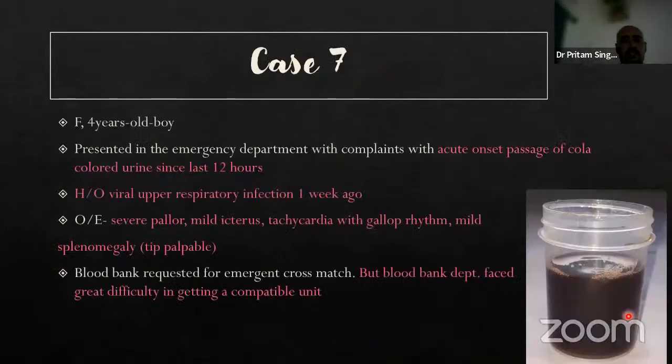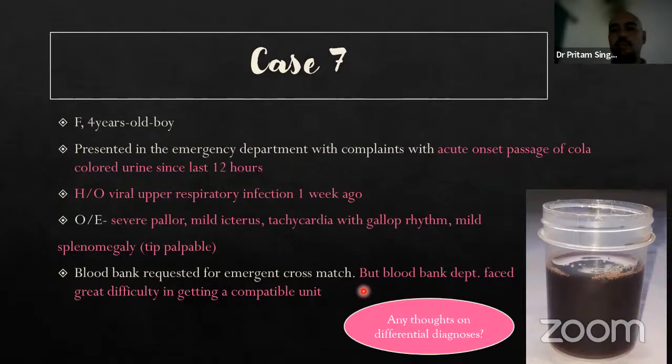I'll choose another case. It's a 4 year old girl child presented to the emergency department with acute onset passage of cola colored urine like this. Had a history of URTI 1 week back. On examination, severe pallor, mild icterus, tachycardia, gallop, and mild splenomegaly. You requested the blood bank to give blood. The blood bank says that they're having a lot of problem in cross matching. Any guess? Autoimmune hemolytic anemia.